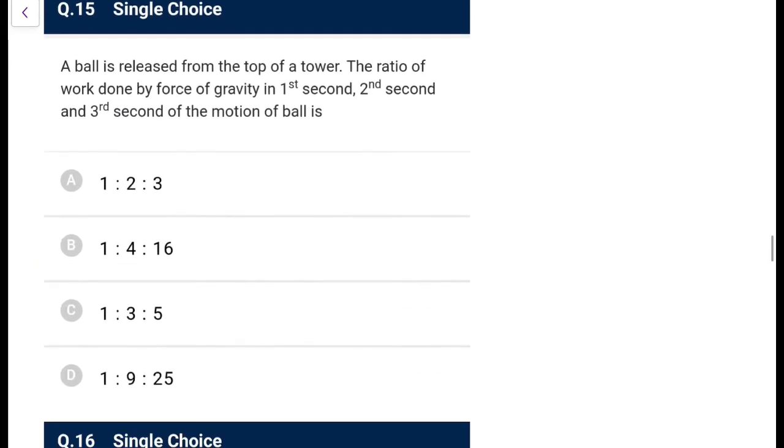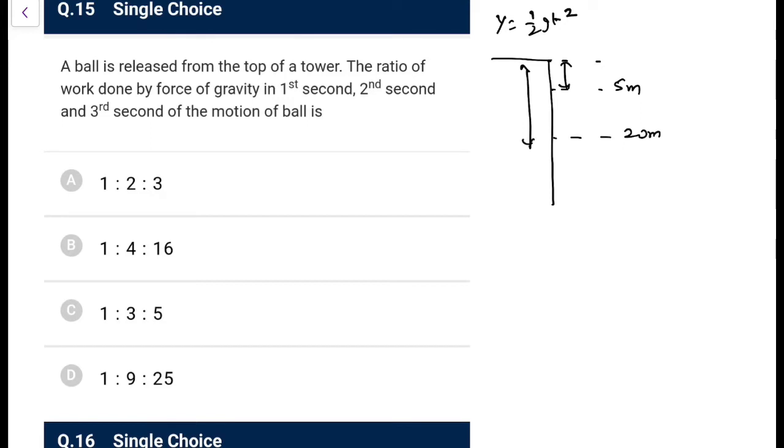Okay, next one. A ball is released from the top of a tower. The ratio of the work done by force of gravity in the first second, second second, and the third second. So just remember, in the first second it only falls 5 meters. By 2 seconds, it falls 20 meters. I am using half gt square, the location at time t. So 5 meters traveled in 1 second, 20 meters in 2 seconds, so in the second second it is only 15 meters. And by the third second, you all remember half g into 9, that would be 45 meters. So in the third second, it moves 25 meters.